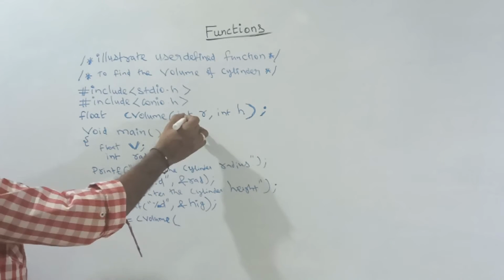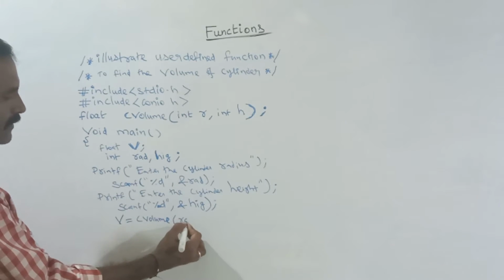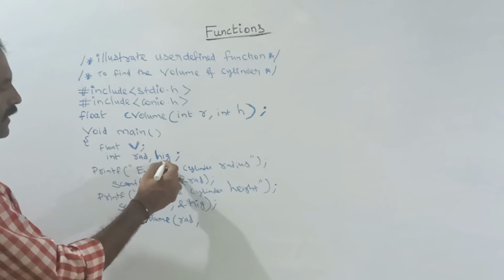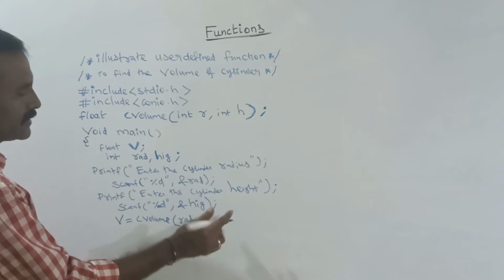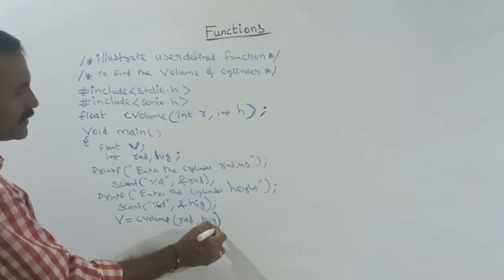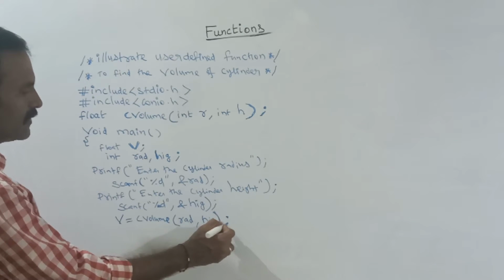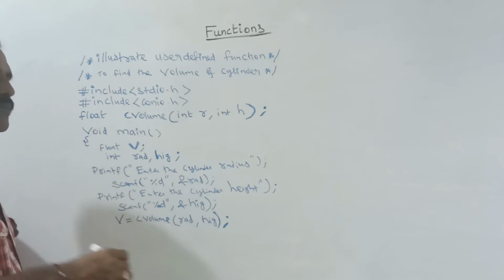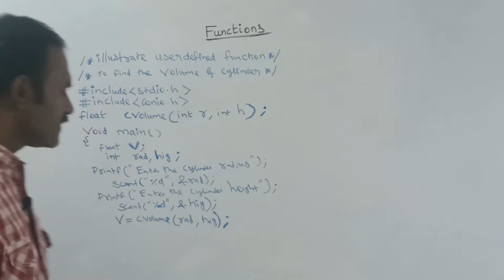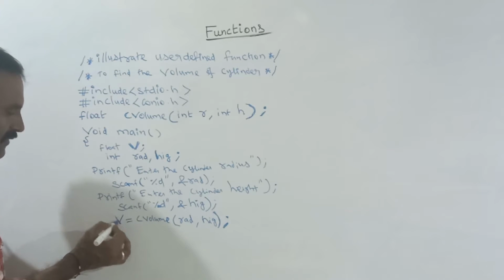Here I am passing the first one, radius, that is rad. Next one, height, hig. For height I have declared it as hig. So this is the function call. After calling the function, it will go to the function definition and it returns some value. That return value I am going to store in variable v.